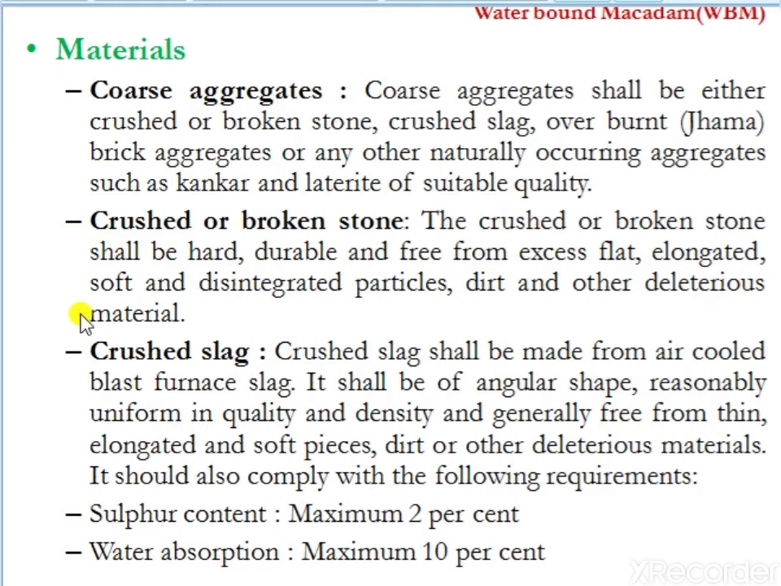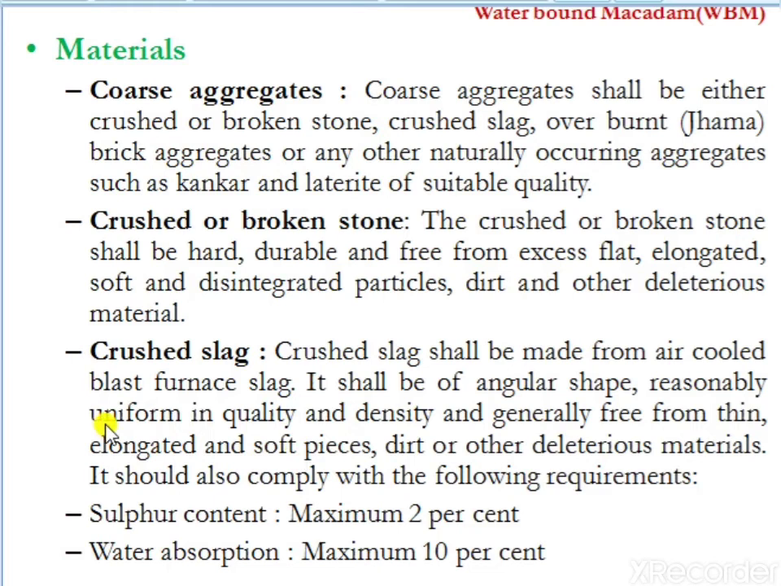And the other material is crushed slag. Crushed slag shall be made from air-cooled blast furnace slag. It shall be of angular shape, reasonably uniform in quality and density, and generally free from thin, elongated, and soft pieces, dirt, or other deleterious materials. It should also comply with the following requirements. First one is sulfur content, maximum of 2%, and water absorption, maximum of 10%.